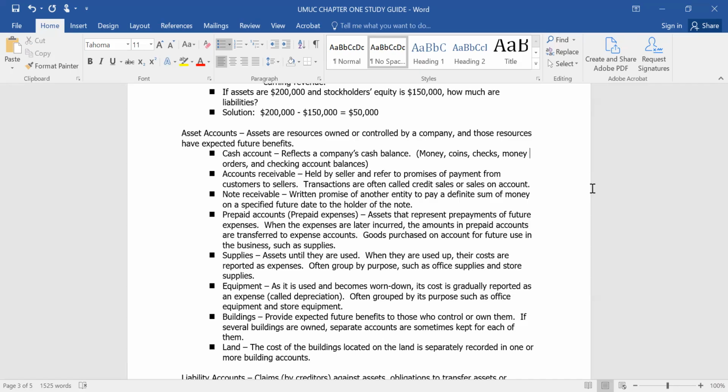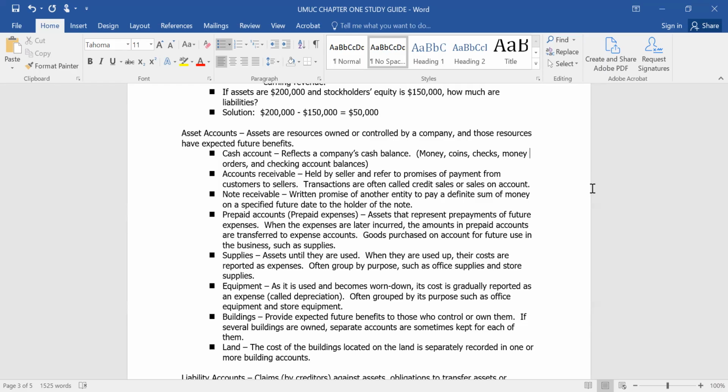Prepaid accounts. There can be several different prepaid accounts, but what a prepaid account is, you paid for something ahead of time. So if I buy an insurance policy for 1 year and I pay for it January 1st, I'm paying for it for the whole year. I do not consider that an expense of the business. It is considered an asset, a prepaid insurance asset. It is not considered an expense until I actually owe that insurance money.